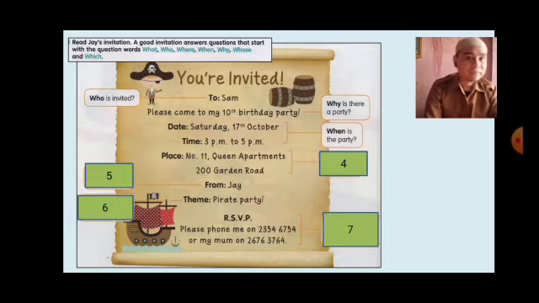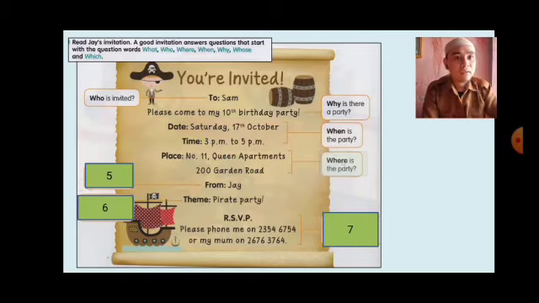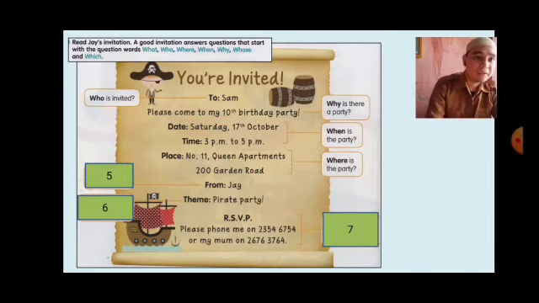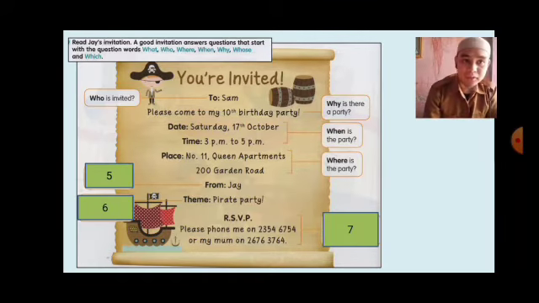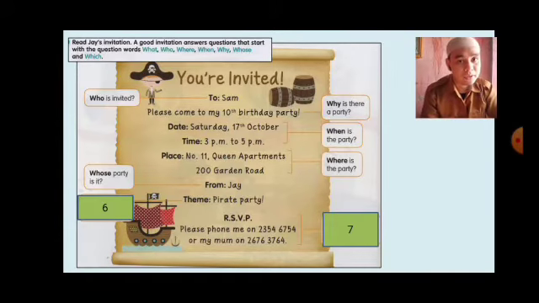Next, number 4. Where is the party? The answer for this question is number 11, Queen Apartment, 200 Garden Road. Okay, we move to number 5. The question starts with the word whose. Whose party is it? And the answer for this question is J.